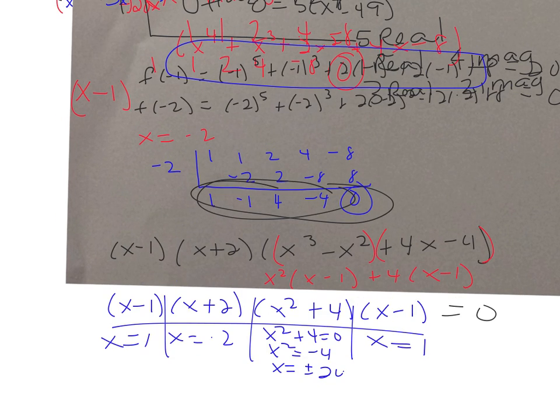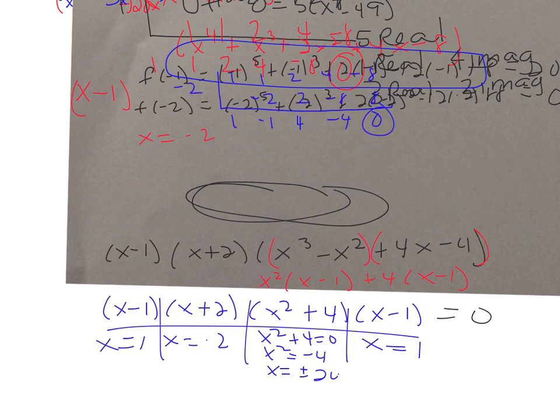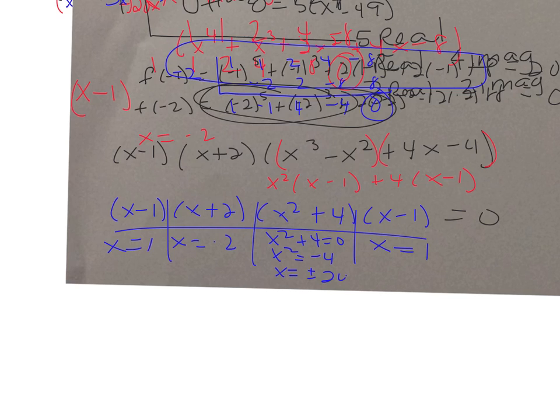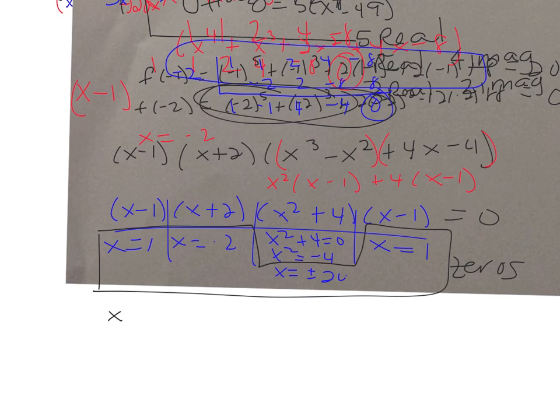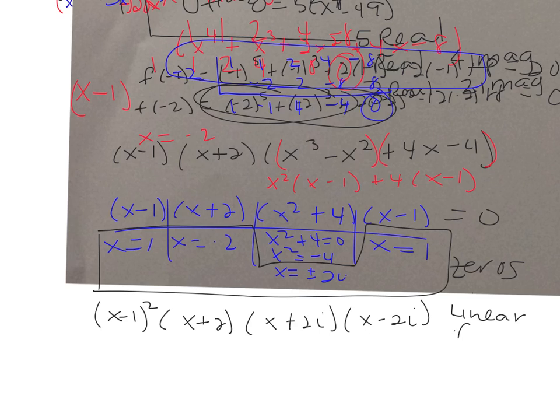So now what are my linear factors going to be? So these are my zeros. And now my linear factors: x minus 1, x plus 2, x plus 2i, x minus 2i, and I had an x minus 1 again, which is x minus 1 squared. So this is my linear factors.